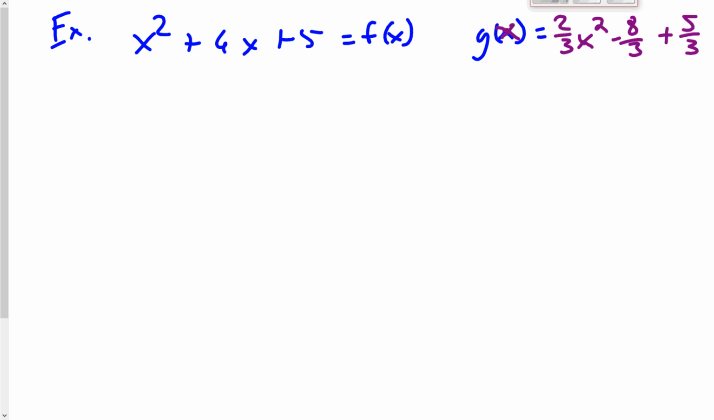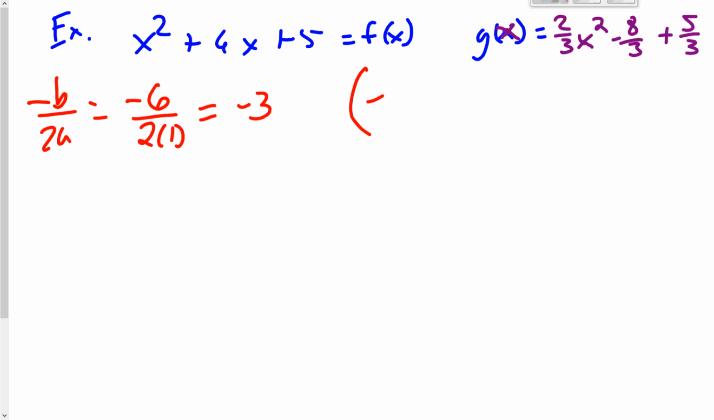So here's a couple examples that we could do. Here, if we're just trying to find the vertex, I would just take negative b, which is negative 6, and divide that by 2 times a. So negative 6 over 2 times 1, that would be negative 3. So there's my x value of my vertex, negative 3.